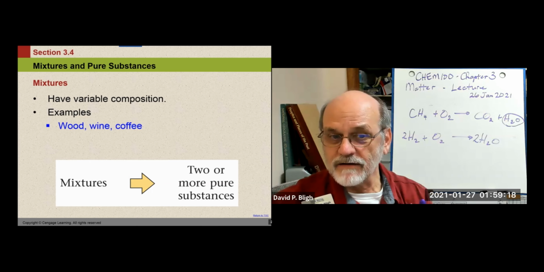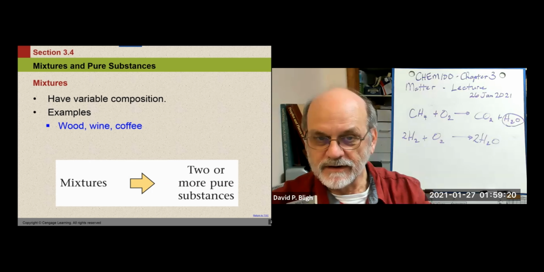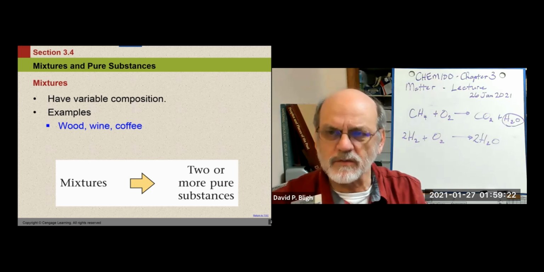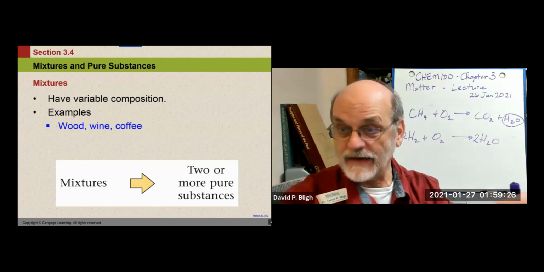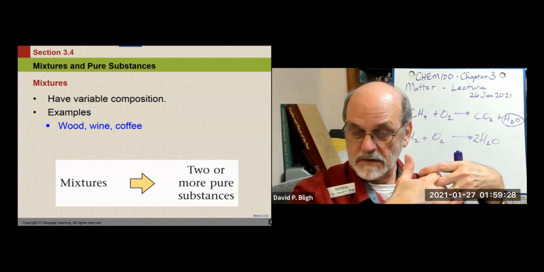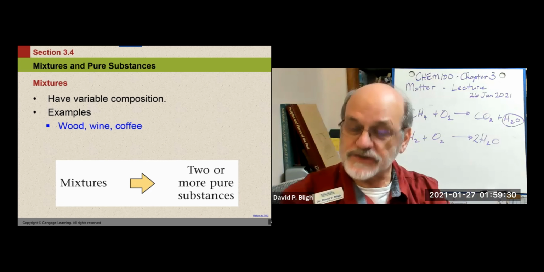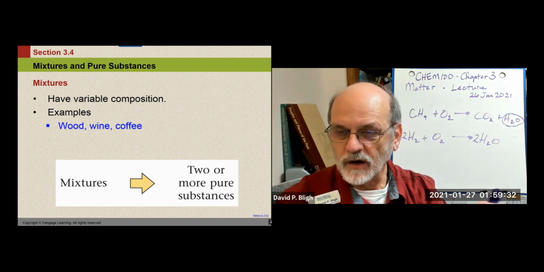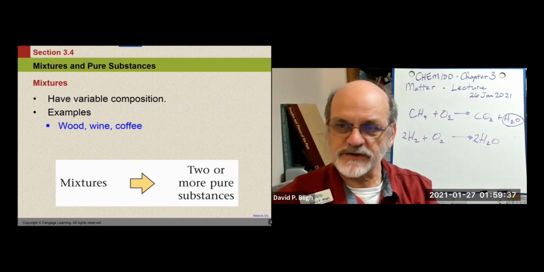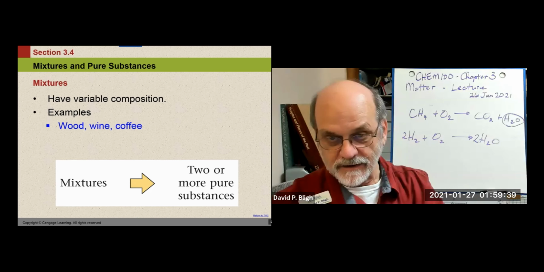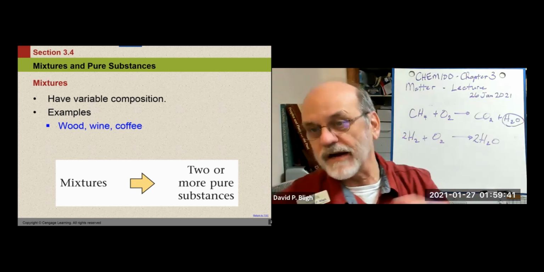Mixtures can have variable composition. In other words, this mixture might have sugar and water together, right? But it could be lots of sugar and a little bit of water, or just a little bit of sugar and a lot of water. While we have two pure substances that went together to make it, the amount of each can vary.